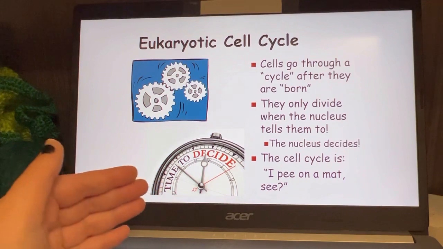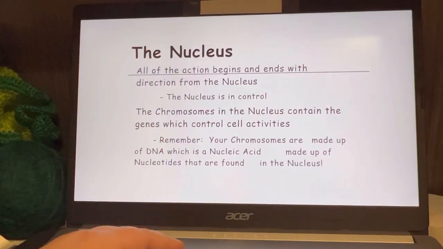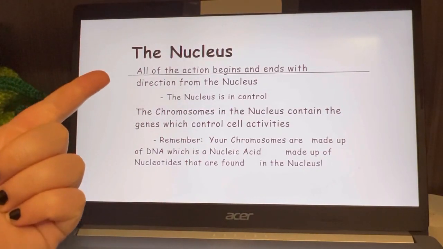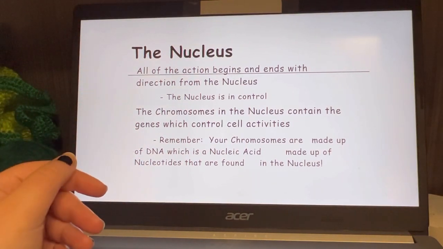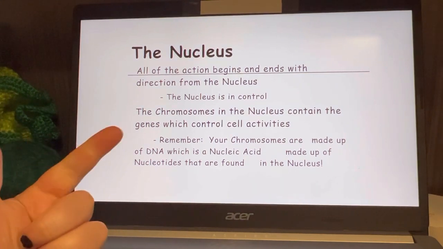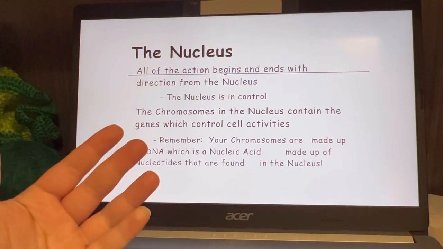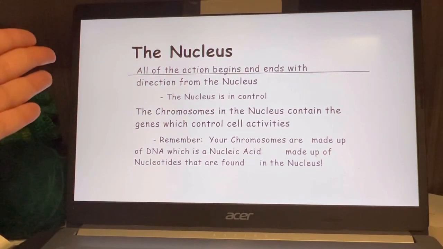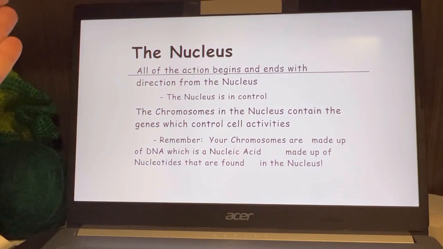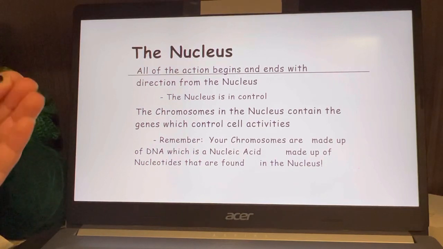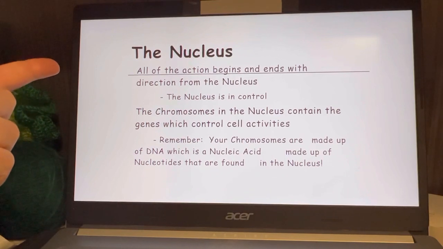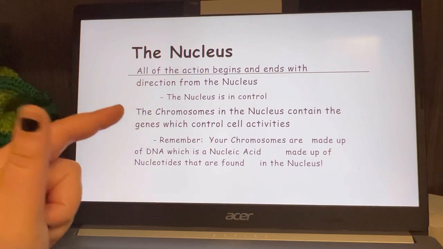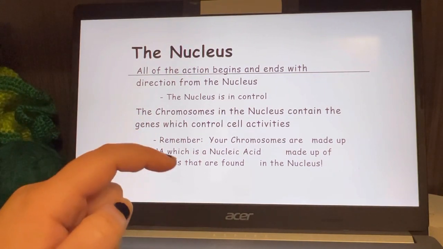The cell cycle is IPMAT, which is interphase, prophase, metaphase, anaphase, telophase. That's the order. Alright. So with the nucleus, all the actions begin and end with the direction from the nucleus. The nucleus is in control. It is the brain of the cell. Chromosomes in the nucleus contain the genes which control cell activities. So your chromosomes are made up of DNA, which is a nucleic acid, made up of nucleotides that are found in the nucleus.